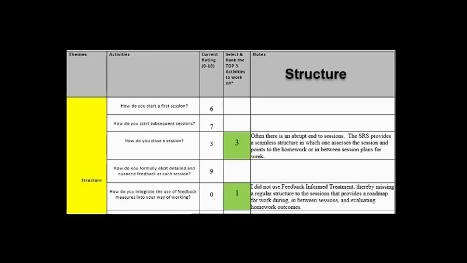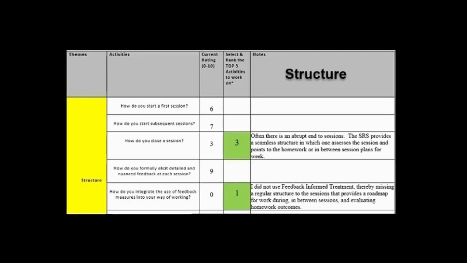And then, as you see, there's a number of other listings. How do you formally elicit detailed, nuanced feedback? I do that pretty well, but how do you integrate the use of feedback measures into your way of thinking? I've not used the feedback measures before, and I'm really excited about the ORS and the SRS in terms of how they help structure the therapeutic time together. I didn't use these because of not having familiarity with them, but I believe this really helps, in clinical supervision as well, because it helps structure how one is relating to the client.